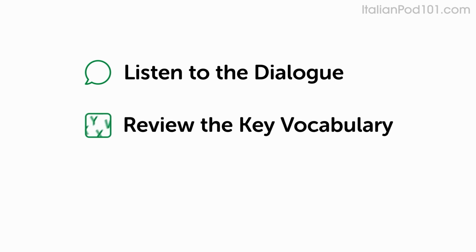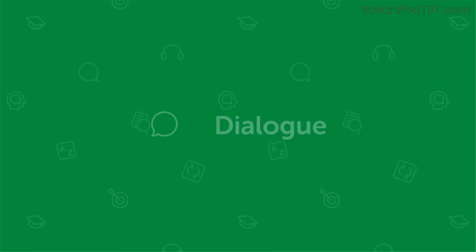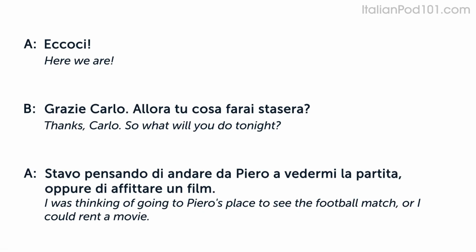In this lesson, you'll listen to a dialogue with the text. Second, you'll review the key vocabulary, followed by the English translations. And finally, you'll review the dialogue with the text again to master what you learned. First, listen to the dialogue with the text on the screen.